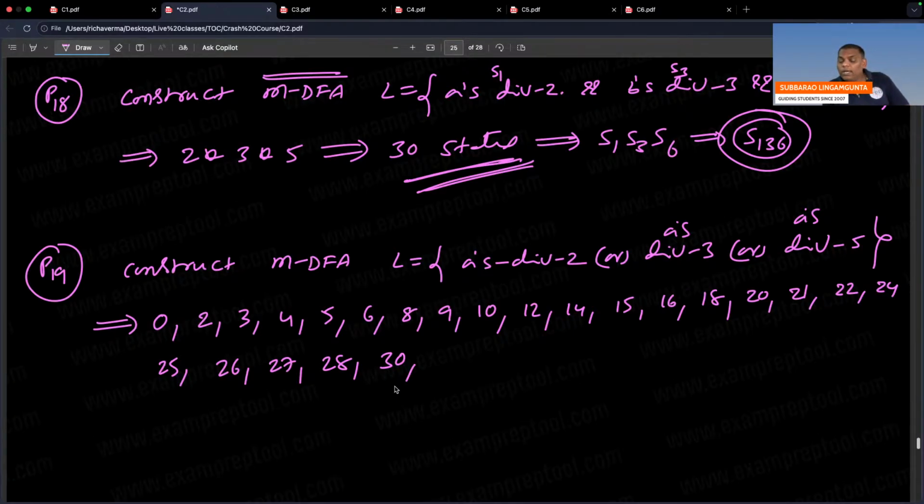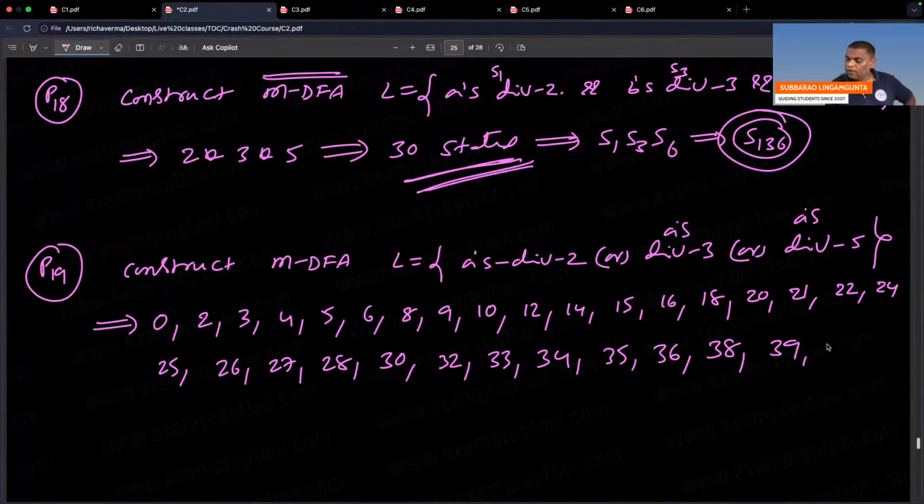Please verify whenever the number is divisible by 2 or 3 or 5, same symbol, right? Then write the series and see what is happening. From now onwards, be careful. After 30, 31, no one will satisfy. 32, yes. 33, yes. 34, yes. 35, yes. 36, yes. 37, no. 38, yes. 39, yes. 40, yes. So like this it is going on.